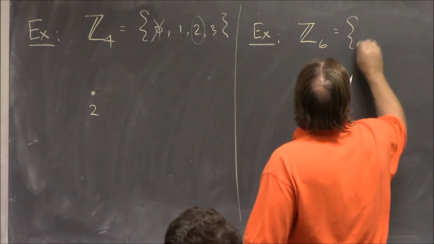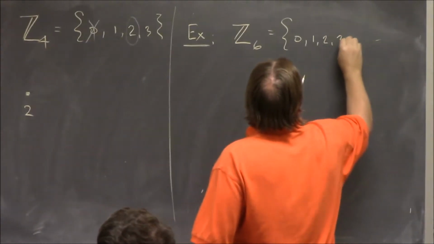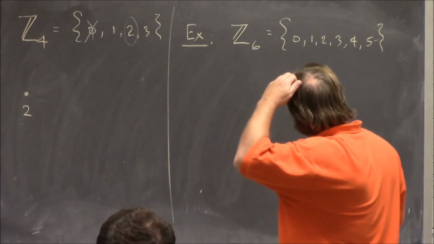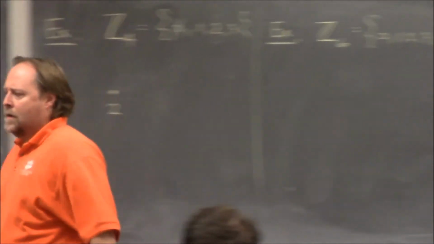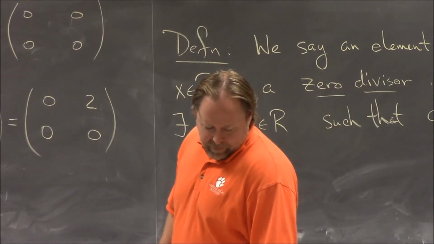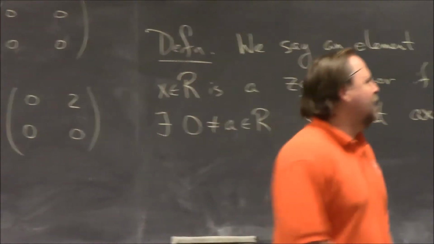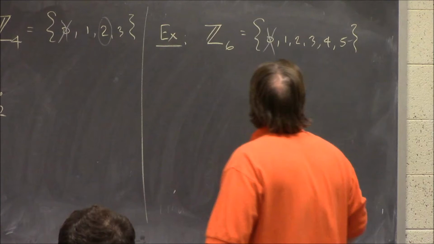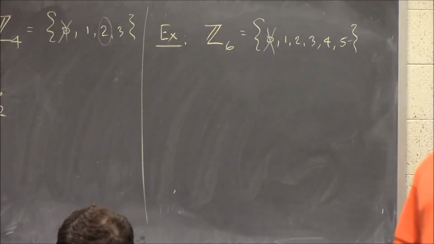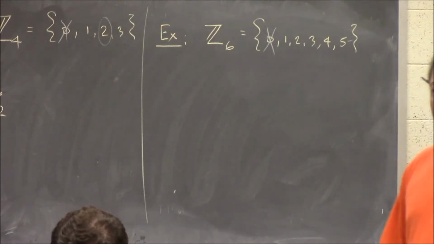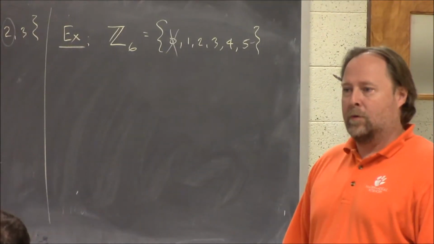So let's look at Z6. Let's see what this animal looks like. Can anybody identify the zero divisors here? Well, once again, I guess I'll throw out 0, right? 2, 3, and 4. You are correct, sir. So the question is, what set that off for you?